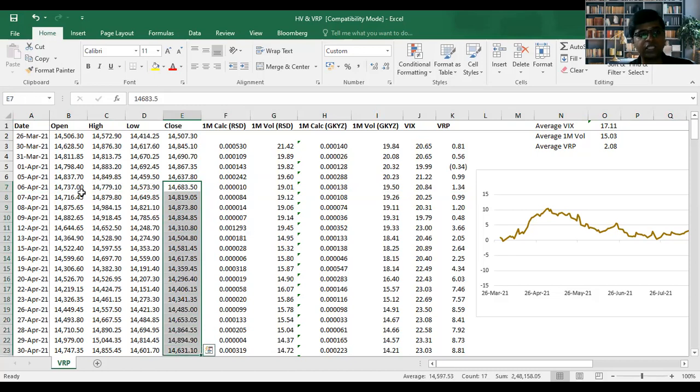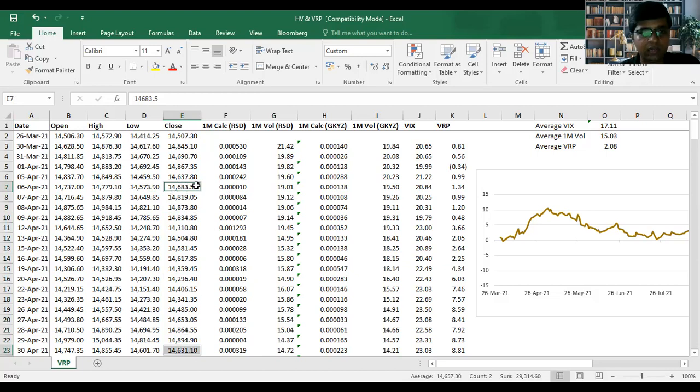Now you can see on 6th of April, the Nifty was trading at 14,683. It went up to a high of 14,873. It went to a low of around 14,296, and finally it ended at a price of 14,631 on 30th of April. So you can see the Nifty almost ended at the price which was almost the same as the price at which the Nifty short straddle was initiated on 6th of April.